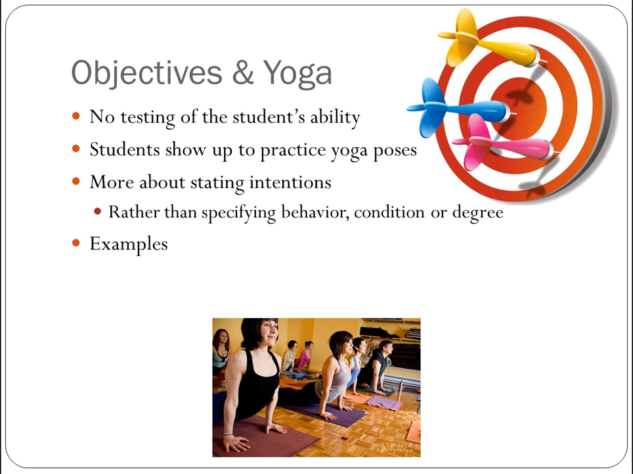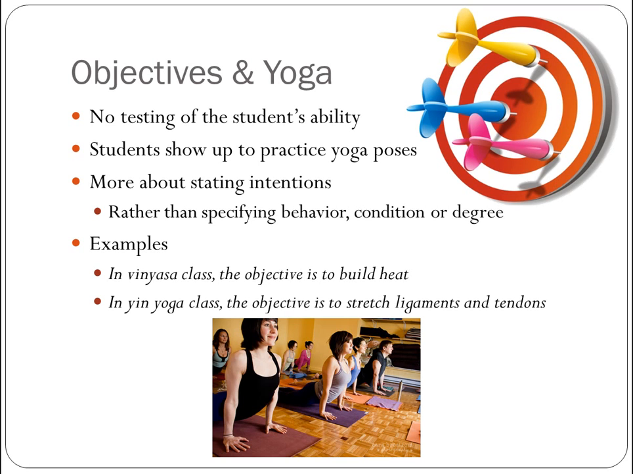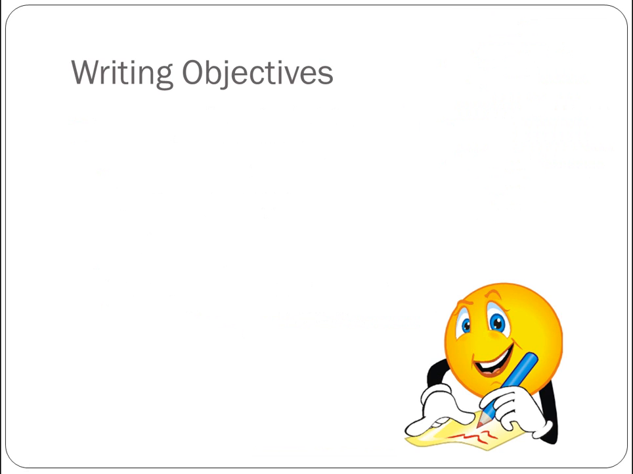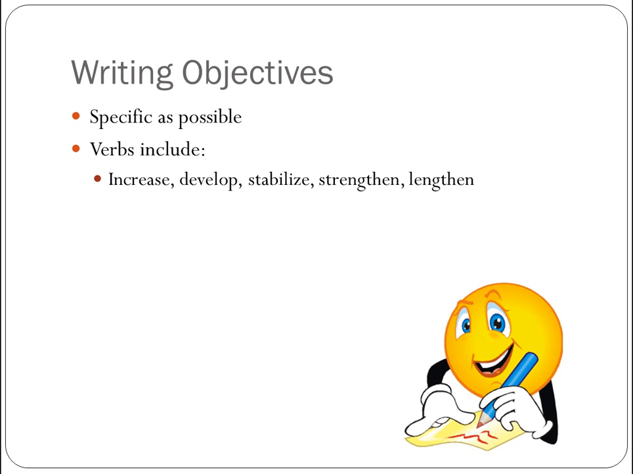Objectives are already being used in some yoga classes. For example, in Vinyasa class, the objective is to build heat. In Yin Yoga class, the objective is to stretch ligaments and tendons. When writing objectives, the objective should be as specific as possible in order to inform the students of the goal of class. Verbs to use include increase, develop, stabilize, strengthen, and lengthen.